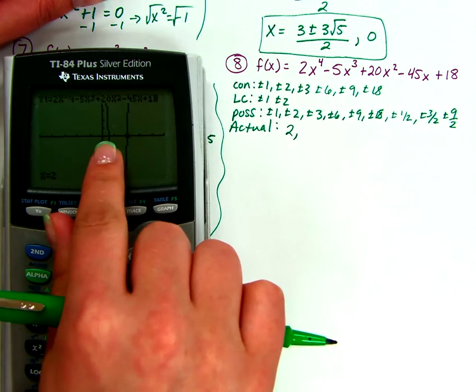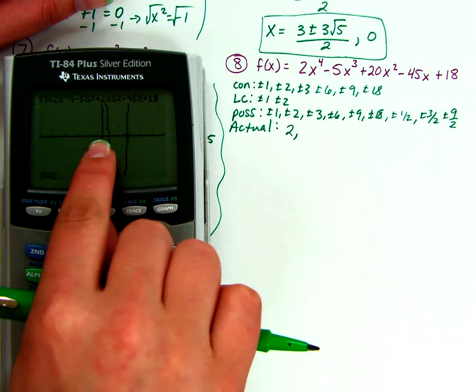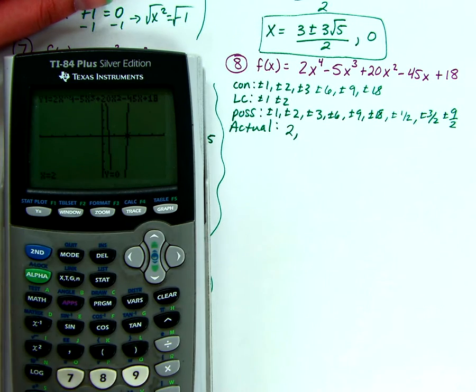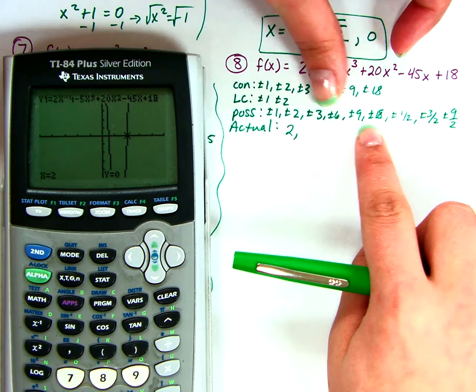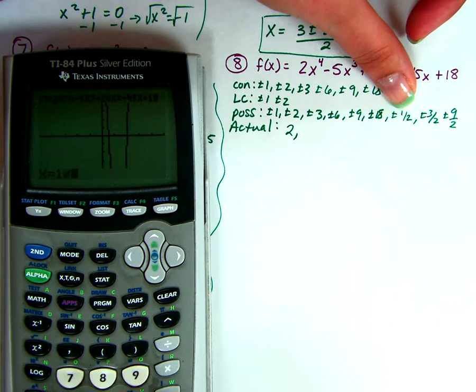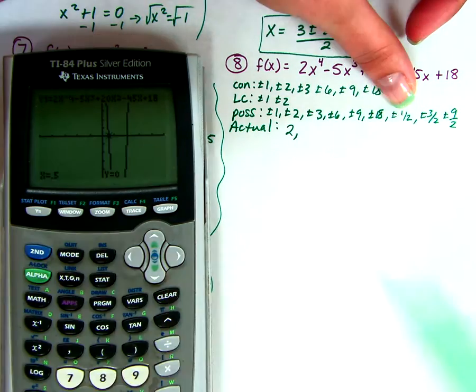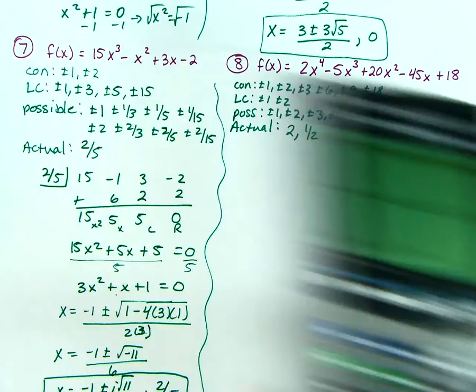And then because it's crossing a second time, we need to find a second answer. And it's crossing between 0 and 1, so I'm only going to test the fractions. So let's start with 1/2 here. So trace 1 divided by 2, enter. Oh, and we found it right away. So 1/2 is our second answer.